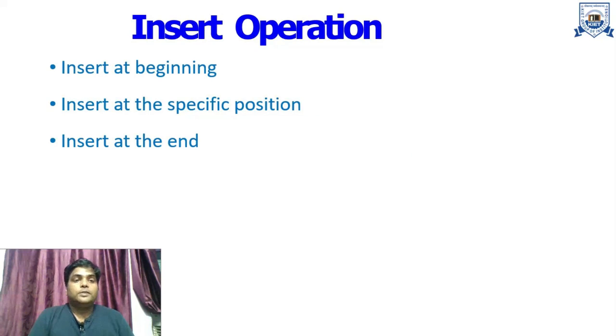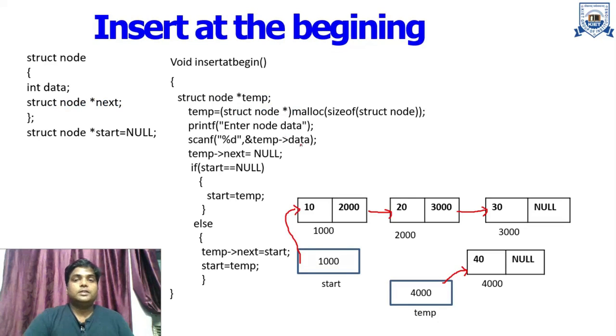The insert operation can be performed in three different ways in a single linked list. The first one is insert at the beginning, the next one is insert at a specific position, and the next one is insert at the end. So we will discuss it one by one. First of all, we will discuss the first one, that is insert at the beginning.